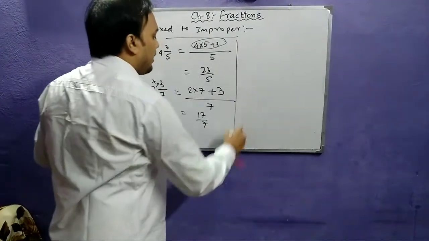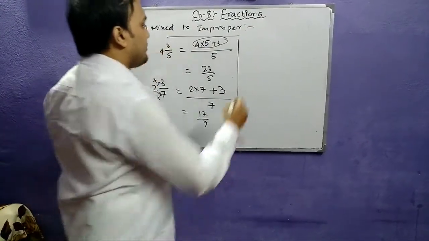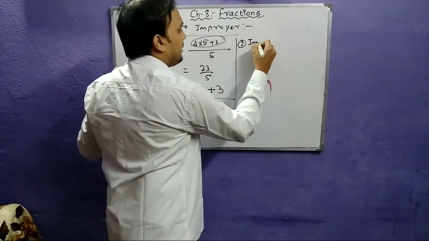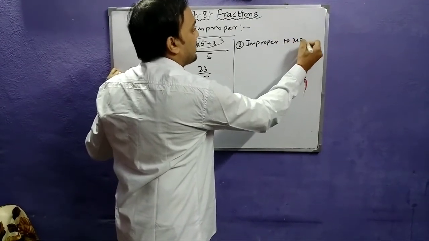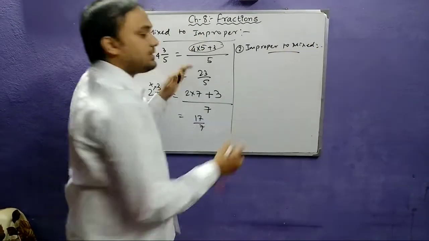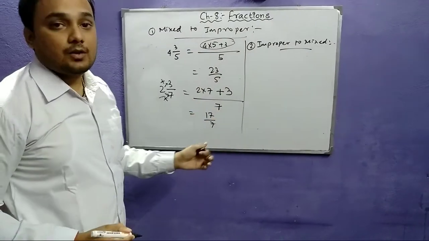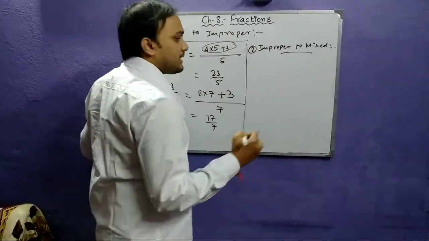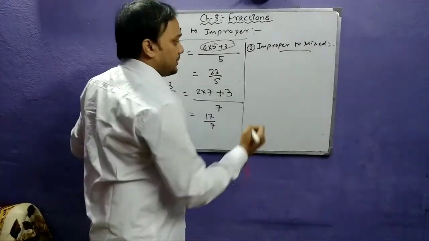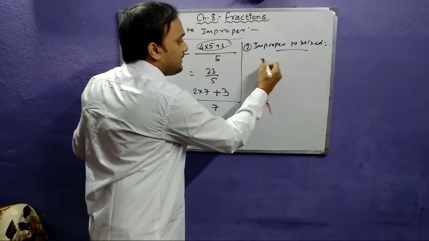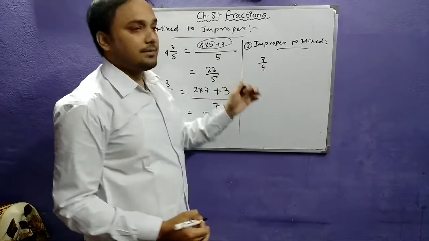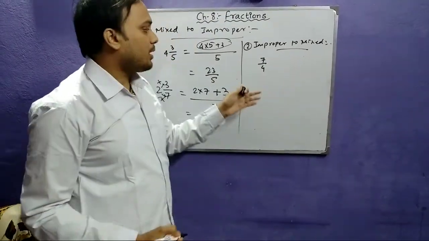Let us see how to convert from improper to mixed. That means if I have an improper fraction, I want to convert it into a mixed fraction. That is the converse of the one which I did here. So we'll see that now. Let us take an example of an improper fraction. An improper fraction example can be like 7 by 4. 7 by 4 is an example of an improper fraction.